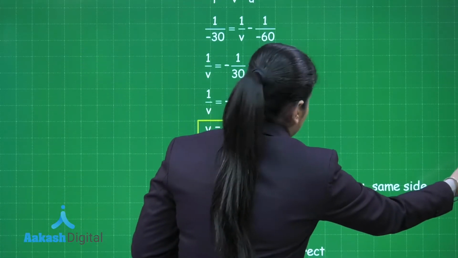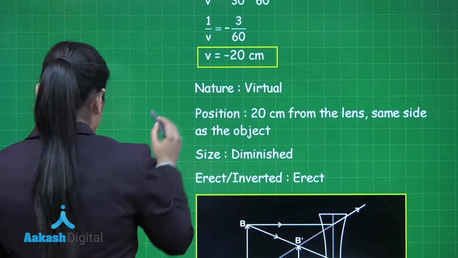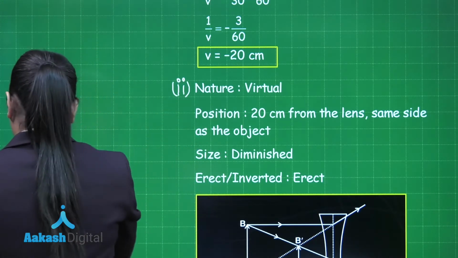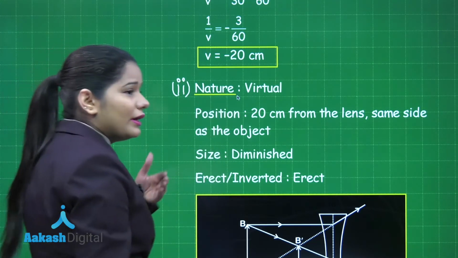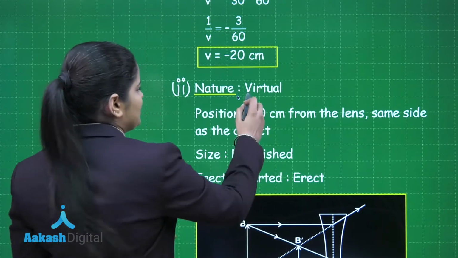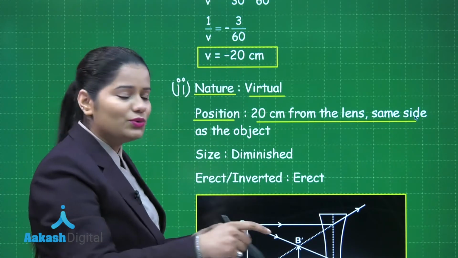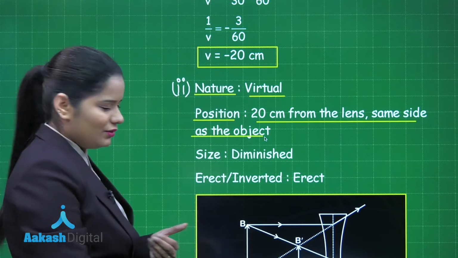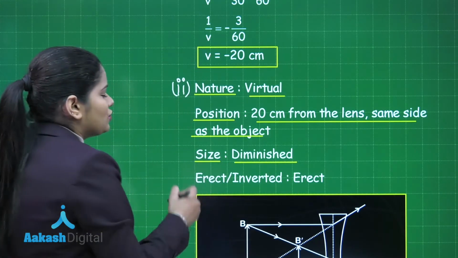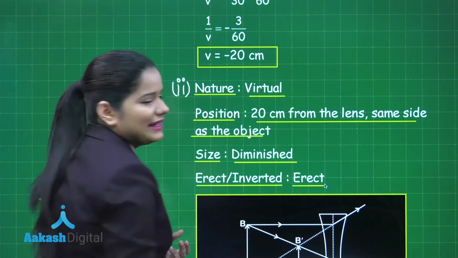Now, in the second part, you need to list the characteristics of the image formed. So you need to mention the nature. Now, we all know that the image formed by the concave lens is always virtual and erect. So image is virtual. Position is 20 cm from the lens, and that too on the same side as the object. The size of the image is going to be diminished. Now, if we talk about whether the image is erect or inverted, I have already mentioned that it's erect.